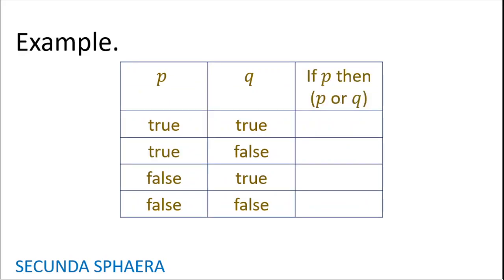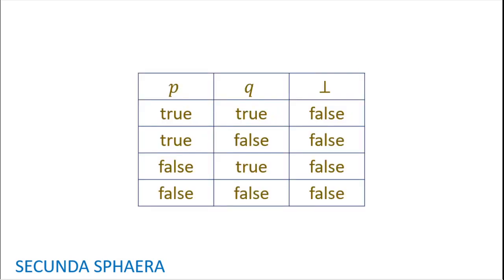Here is an example for you to fill in. So if P, then P or Q. There are a couple of steps that need to be done. But this one is going to be true in all of the boxes. Give it a check. And we go for contradiction. The contradiction is going to be false in all of the boxes. An example is just going to be a negation of any tautology.